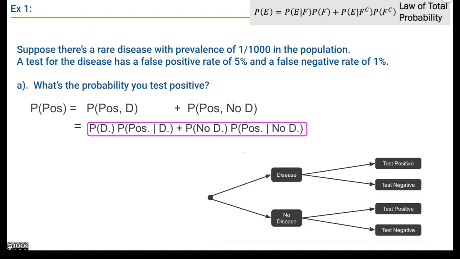Okay, so first I have to decide how I'm going to split up the tree. Because I have information about the probability of the disease, that 1 in 1,000, that's why I used this form of the law of total probability. Instead I could have written the probability of positive here times the probability of disease given positive. I could have done that, but it doesn't help because I'm trying to figure out the probability of positive. So don't do that.